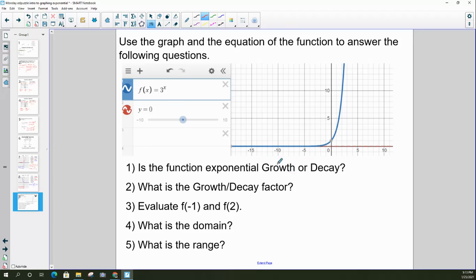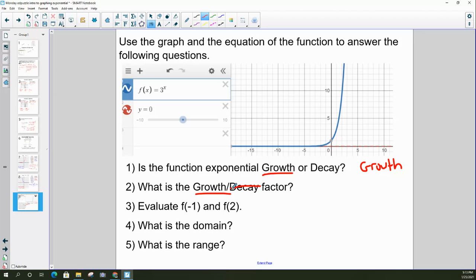Okay, is the function growth or decay? Well, you could tell 2 ways. B is bigger than 1, so it's growth. And you can just look at the graph. It's increasing, right? So that's growth. So this is a growth function. All right, so what is the growth or decay factor? This is a growth factor. We already answered that question.